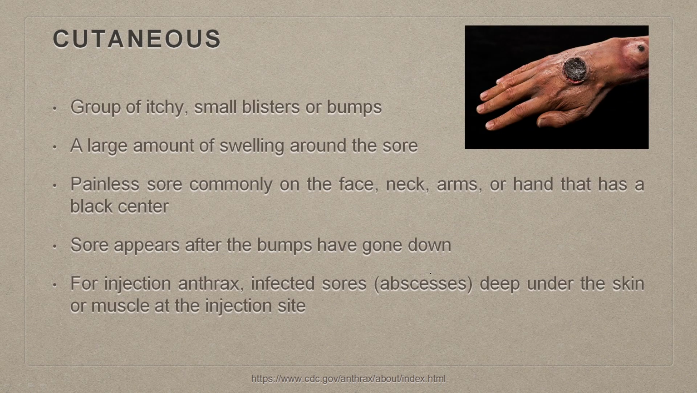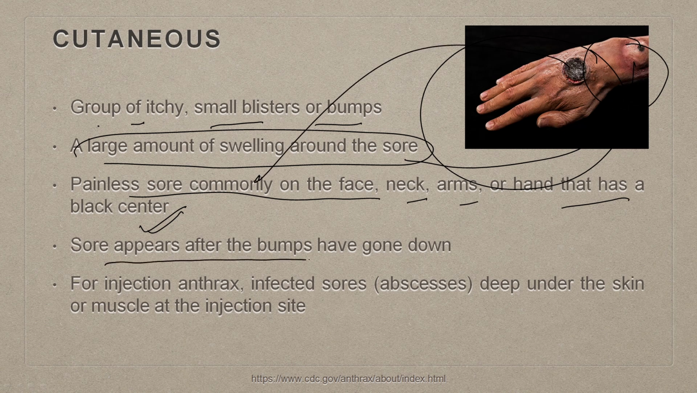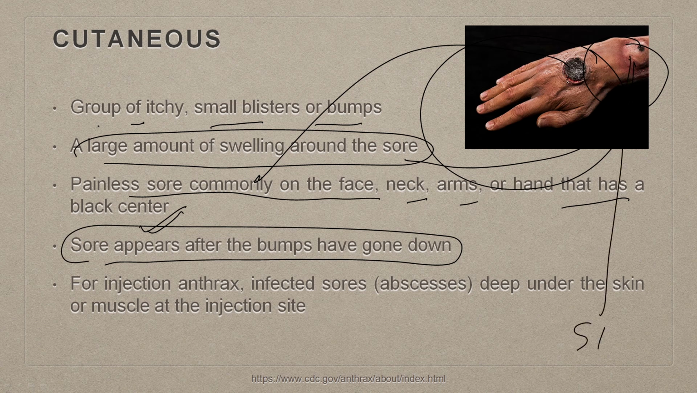Now, when we talk about the cutaneous form, this is a classic symptom of cutaneous anthrax, which is the least lethal of all of them. Look at it: a group of itchy, small blisters or bumps, a large amount of swelling around the sore. You see this? There is a large swelling out there, a huge amount of swelling around a painless sore, commonly on the face, neck, arms and hands, that has a black center. You see that black center out there? The sore appears after the bumps have gone down. So, this is stage 1 and this is stage 2 as it is advancing.